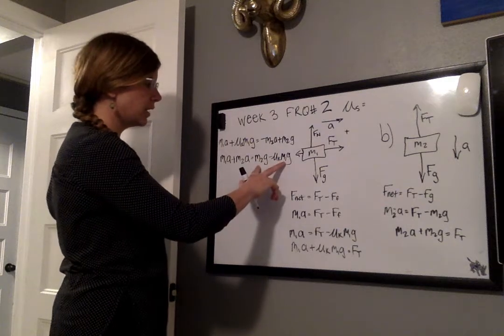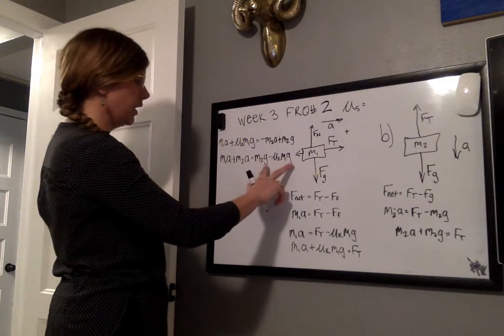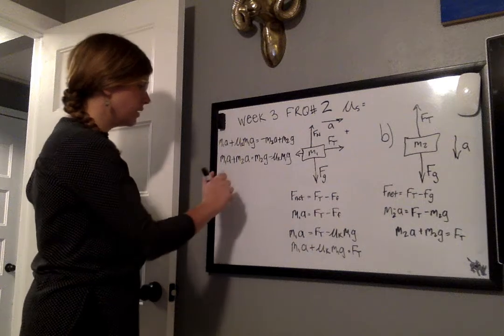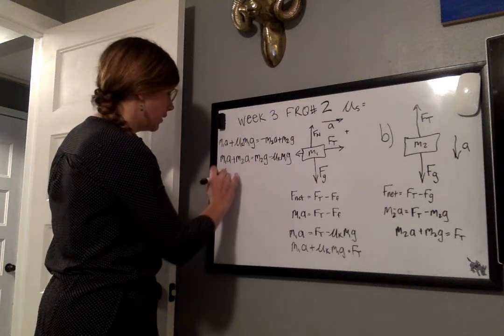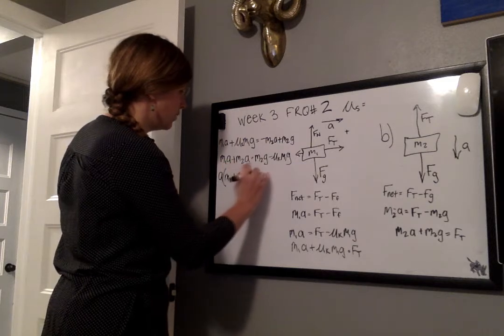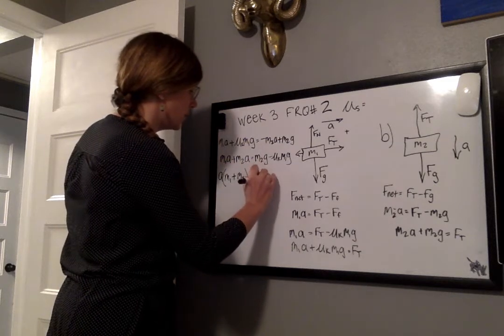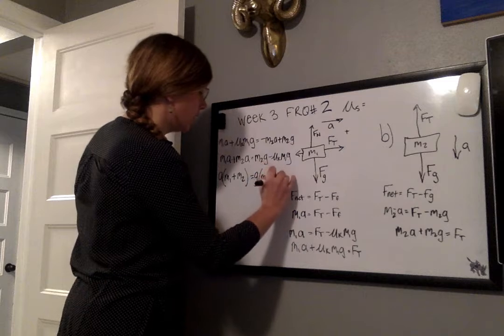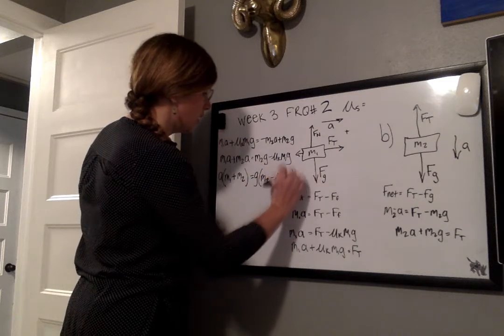These are different masses. You can't cancel them. You can't add them together. Be careful. The g's, though, we can factor out, and the a's we can factor out. So now we have a times m1 plus m2 is equal to g times m2 minus coefficient of friction. Beautiful.